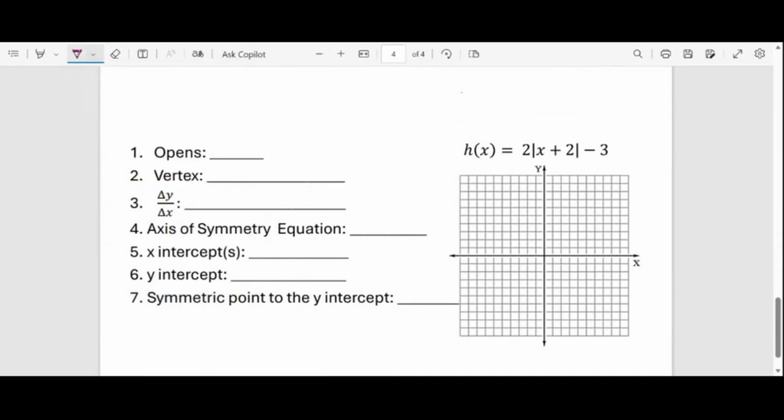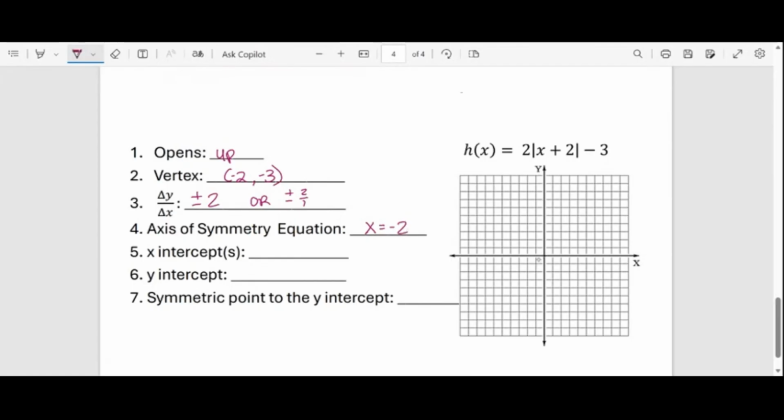Okay, we are going to start by looking at this value to see which way it opens. That value is positive, so it's going to open upward. Our vertex is going to be the opposite of +2, which is -2, and then you're going to have -3 after that. So your x value is -2, your y value is -3. Your delta y over delta x is positive and -2. If you would like to write it as 2/1, feel free to. Your axis of symmetry is going to be x equals the x value from your vertex. So it's going to be x equals -2.